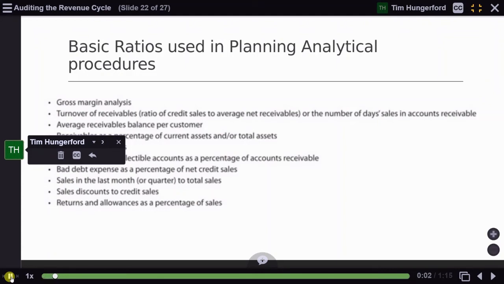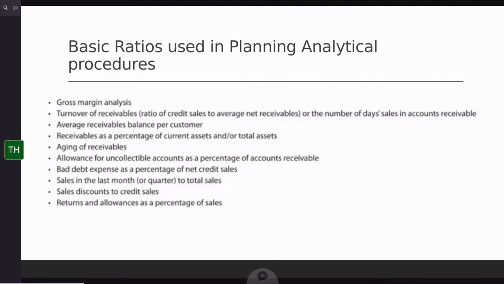Some of the basic ratios used in planning analytical procedures are the gross margin analysis, which I talk about quite a bit. It's very important to do. But also days sales outstanding, DSO. Its real name in our books is turnover of receivables, which is really figuring out the number of sales that accounts receivable has been outstanding. So in the real world, a lot of times they call that DSO, or days sales outstanding.